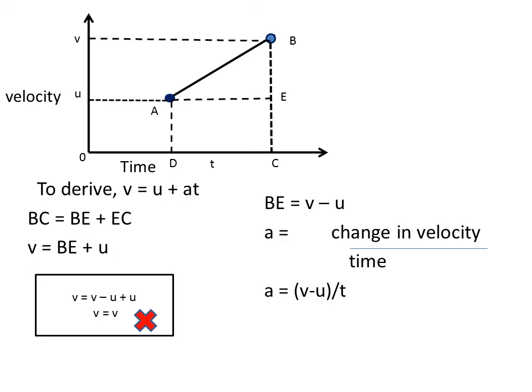So now if you look at the diagram, see what v minus u is. v minus u is nothing but BE, isn't it? So let us substitute v minus u as BE, and you will get then BE is equal to at. And now let us come to our previous equation. Here we have got v is equal to BE plus u. So instead of putting BE as at, we will get v is equal to at plus u. This is our first kinematic equation.